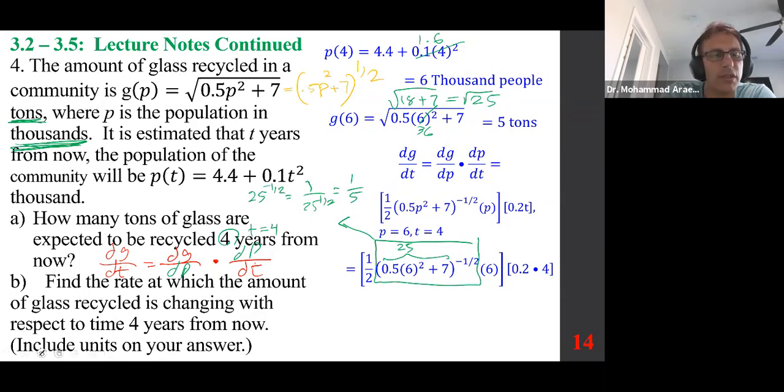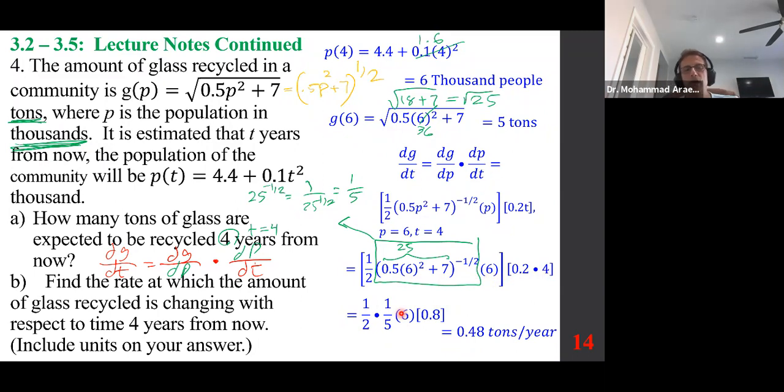So here's what you have, everybody. Take a look. You have 1/2, you have 1/5, you have 6, and 0.2 times 4 is 0.8. So 1/2, this one we showed is 1/5, this number is 6, this one is 0.2 times 4, 0.8, and just multiply. You get 0.48. What does it mean? First of all, the units: tons per year, units of glass per unit of time. Secondly, after 4 years, the amount of glass recycled is increasing at a rate of 0.48 tons per year.